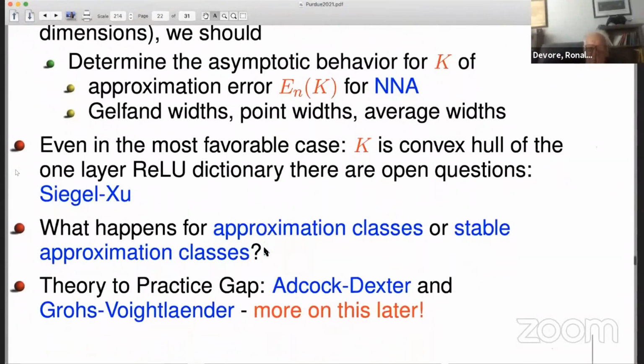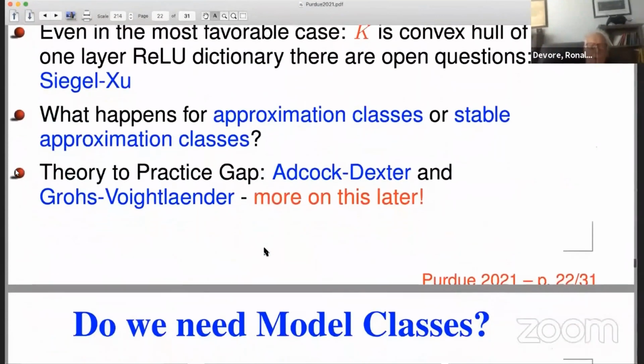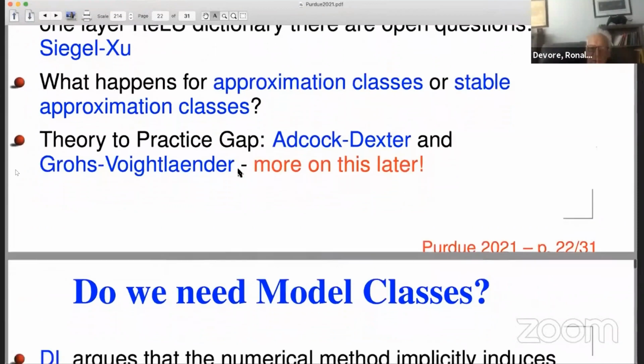The point of that discussion is that to understand whether a model class is good is not simply a matter of understanding whether neural nets can approximate well the functions in the model class. In fact, there's a gap between how well you approximate and how well you do from data. This is now being enumerated in some papers. It's called the theory to practice gap.